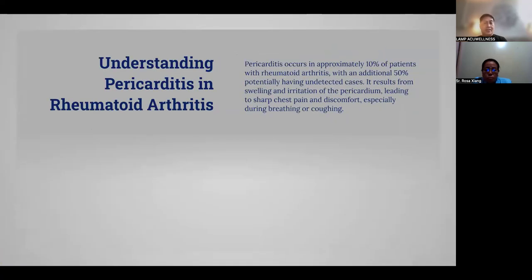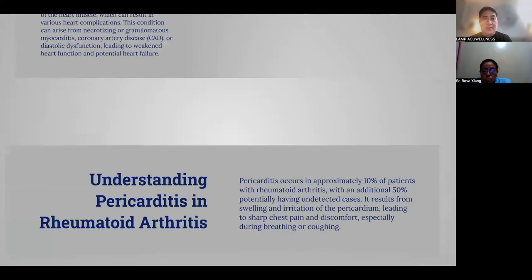So let's try to understand pericarditis. It occurs in 10% of patients, with additional 50% potentially having undetected cases. So this is usually undetected. So what causes this? There is swelling and irritation of the pericardium. And when this happens, there will be sharp chest pain and discomfort, especially during breathing or coughing.